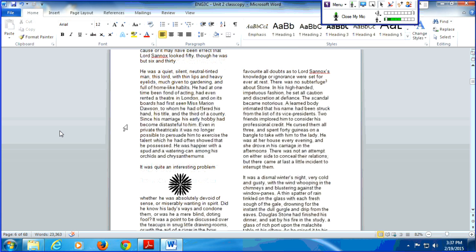He was quiet, silent, neutral-tinted man, this lord, with thin lips and heavy eyelids.